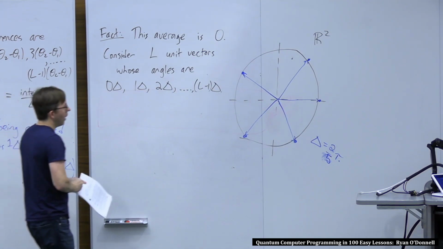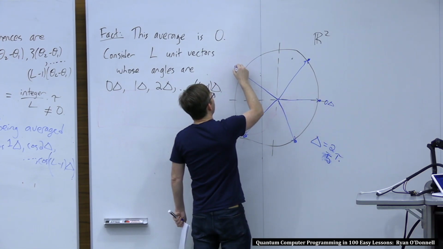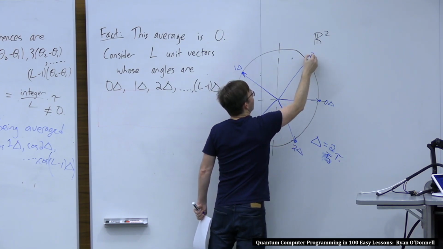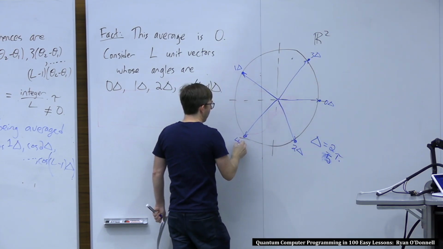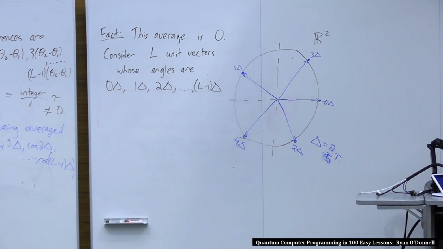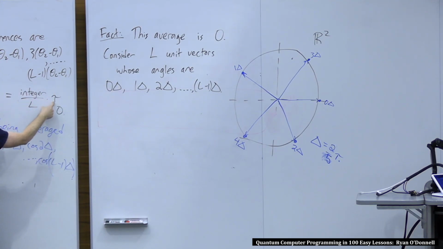So then this would be 0 delta, and then this would be 1 delta, and then this would be 2 delta, and then this would be 3 delta, and then this would be 4 delta, and then we'd be back at 5 delta. Okay, that one's maybe better because it doesn't just tick around, it wraps around multiple times. It illustrates the point. But the point is, once you get up to L delta, because delta has an L in the denominator, you get an integer number of wraparounds of the circle, so you come back to where you started.